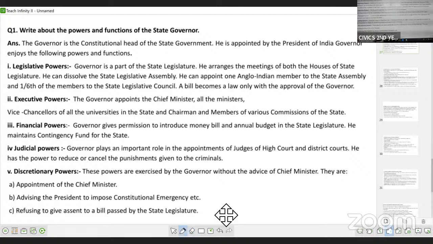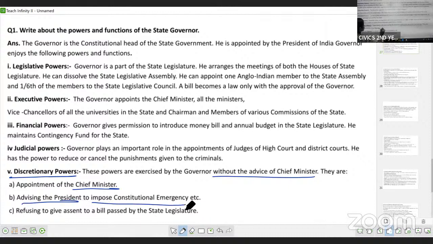Under discretionary powers, governor will not take advice from anybody. He exercises all his powers without the advice of chief minister and council of ministers. So what are the discretionary powers? When he is appointing the chief minister, he does not discuss with anybody, or he does not take the advice of anybody. Then when he is requesting the president to impose constitutional emergency or president's rule, the governor will request the president to impose president's rule. He will not discuss or take advice of anybody.